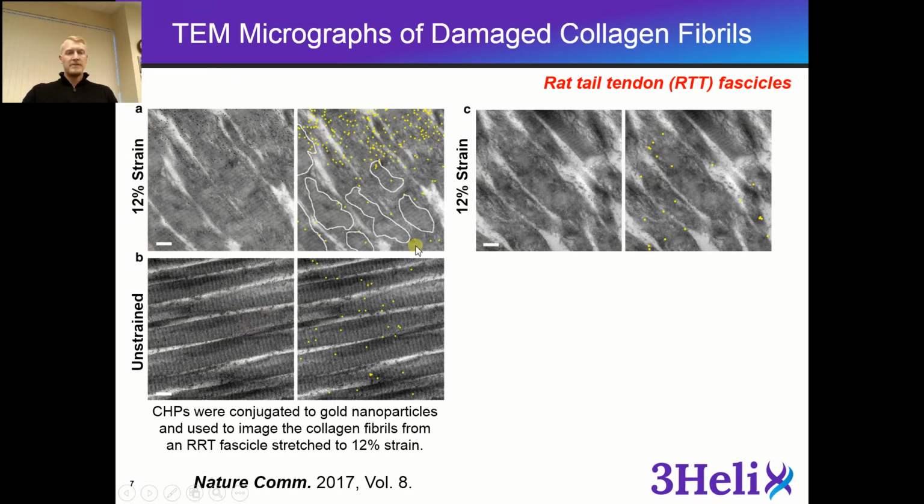So in this top section, we did a 12% strain model with our targeted CHPs attached to gold nanoparticles. In the bottom, we have a healthy tissue section, again stained with CHPs attached to gold nanoparticles, but because the collagen is intact, you see very low amount of collagen binding, or CHP binding to the collagen. And C was our control sample, where we had a highly strained, highly damaged fascicle, and we stained it with a scrambled control sequence which does not bind.